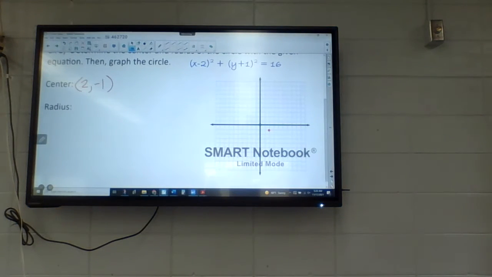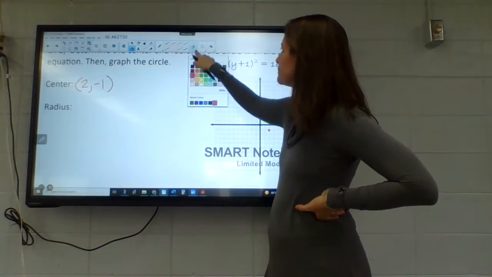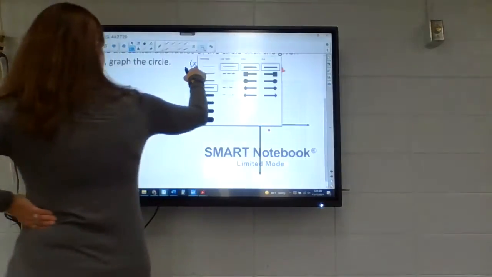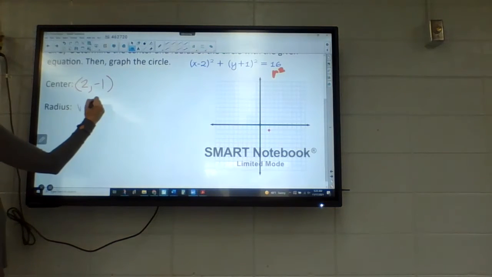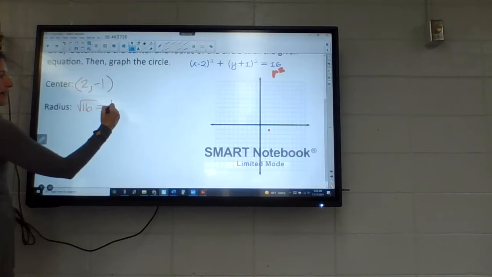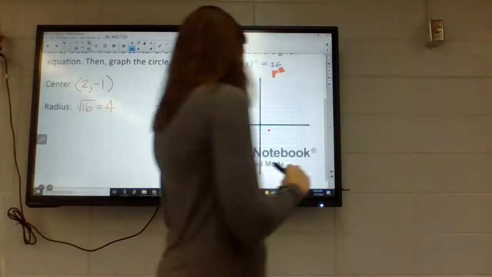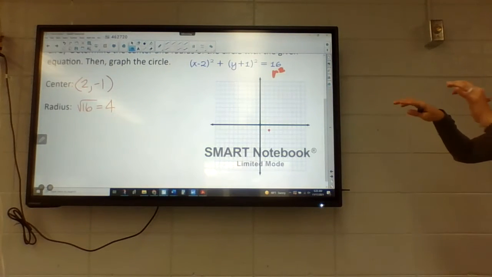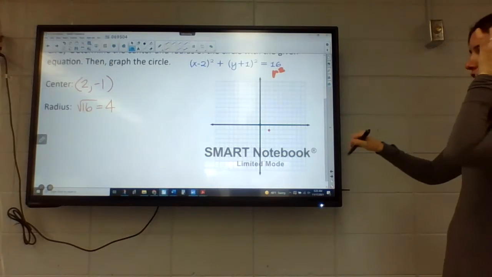Then my radius, again, this is over here, they give me r squared. So r is going to end up being just 4, right? Because it's the square root of 16, which is just 4. Now sometimes r will be a decimal, and so you just have to estimate about where it is. So it's okay if it's not a nice whole number. So what we're going to do is we can count 4 out in like 4 directions. We can use the graph to help us with that.